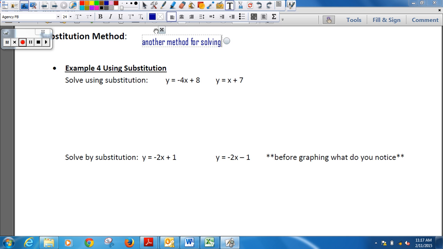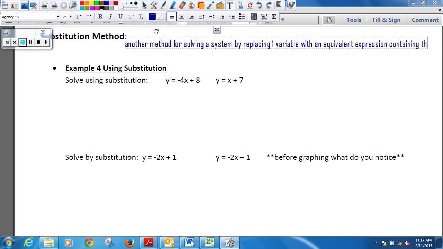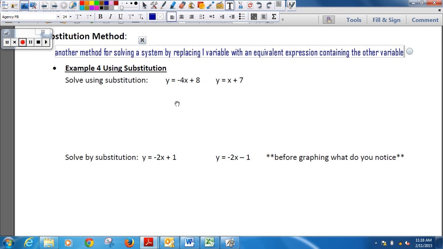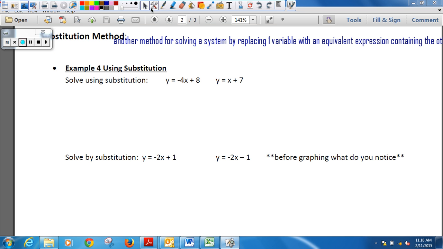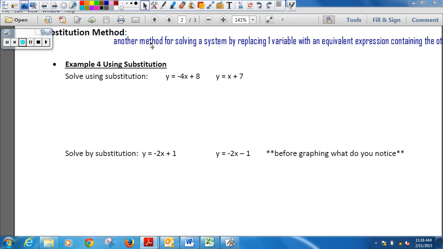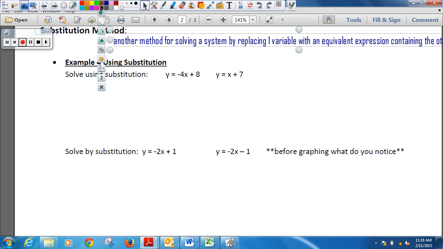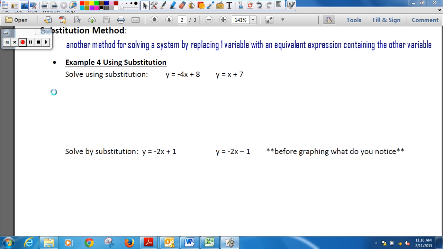So the substitution method, again, is another method for solving a system by replacing one variable with an equivalent expression containing the other variable. There we go. Okay, so here's our first example.